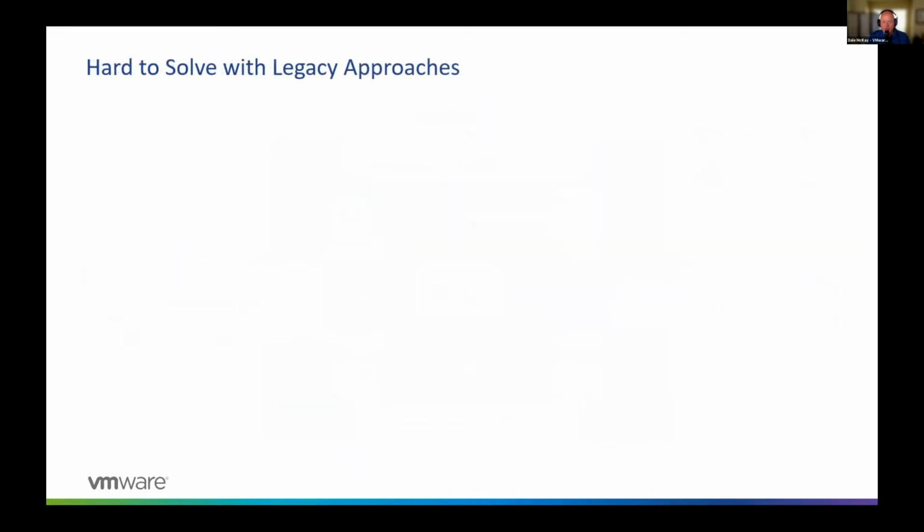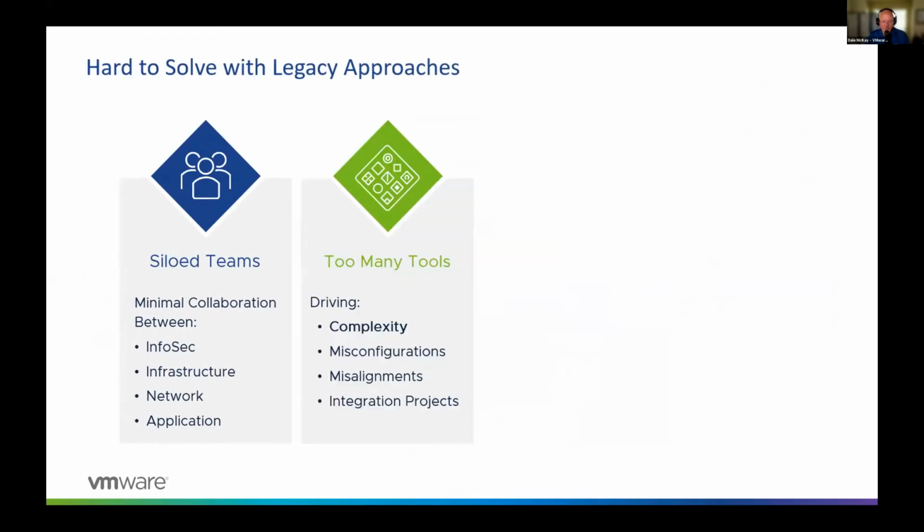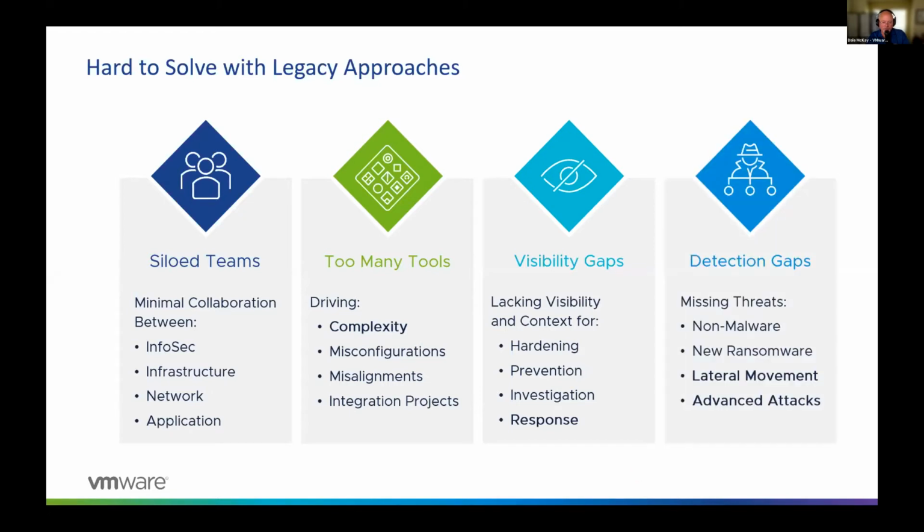So like I mentioned, it's pretty hard to solve with some of these legacy approaches. We have the siloed teams. We probably have too many tools depending upon which organization that you're working with. You may have anywhere from 10 to 15 to as many as 60 different tools. Yes, I said 60. Even with all those tools, there's probably still some visibility gaps. And lastly, we have these detection gaps, in particular for lateral movement and advanced attacks.